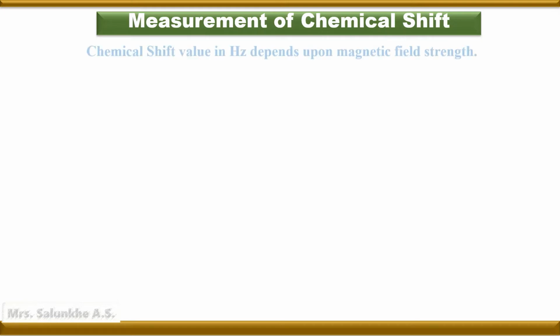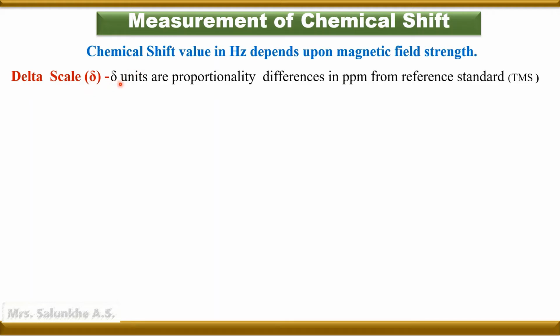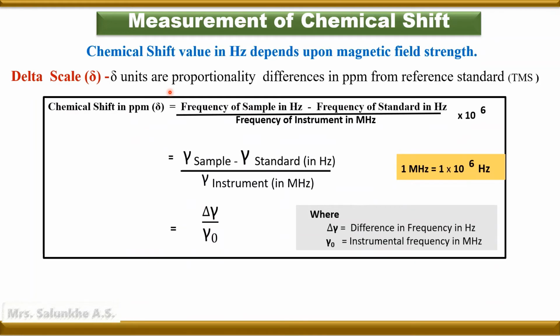Then we see what is meant by measurement of chemical shift. If chemical shifts are measured in Hertz, then they are dependent on magnetic field strength, that is, strength of the applied magnetic field. And when chemical shift values are measured in delta scale, then they are independent of applied magnetic field strength. First we see delta scale. Delta units are proportional differences in ppm from the reference standard TMS.